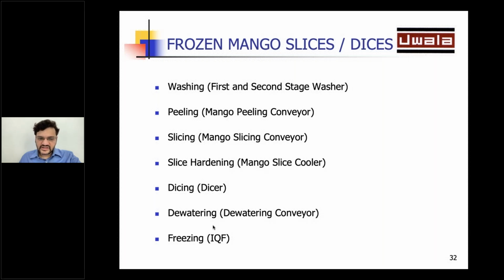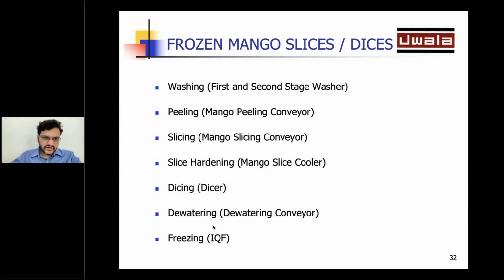After getting the mango slices, the slices have to be hardened because the mango slices tend to be very soft and we cannot cut the mangoes when they are so soft. So we have to harden them, which happens in the mango slice cooler machine, which has been shown in the brackets. Okay. After slice hardening, we go for dicing of the mangoes, wherein mango dices or mango cubes are obtained. Once mango cubes are obtained, we have to dewater them. That is, remove the water from the surface before freezing, because if it contains a lot of water, there will be a lot of ice formation. We need to dewater it, and then it goes for freezing. Freezing happens in a machine called the IQF, which is the individual quick freezer.